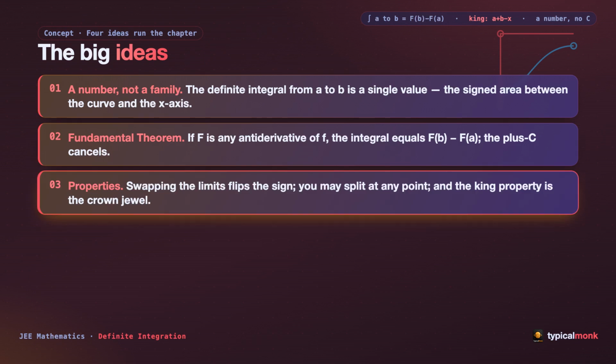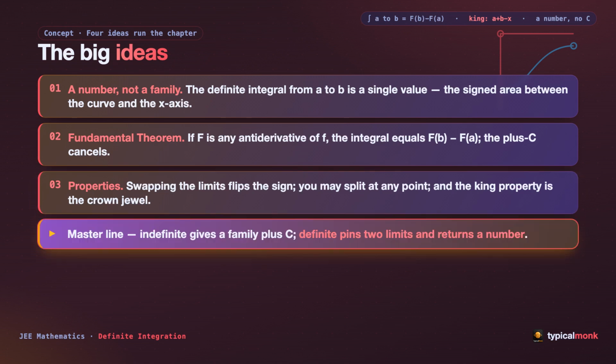Properties. Swapping the limits flips the sign. You may split the interval at any point, and the king property is the crown jewel. Master line: the indefinite integral gives a family plus c. The definite integral pins two limits and returns a number.